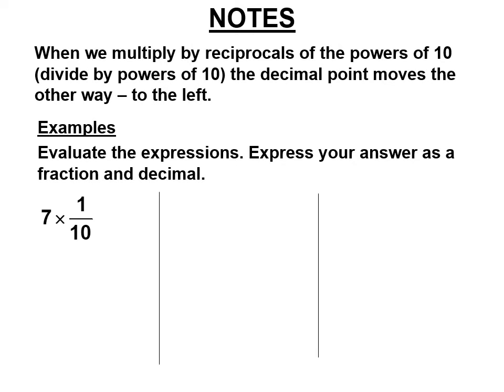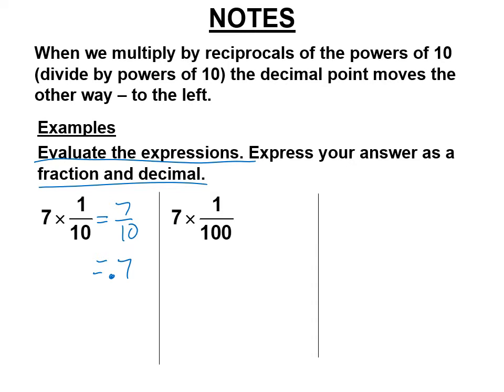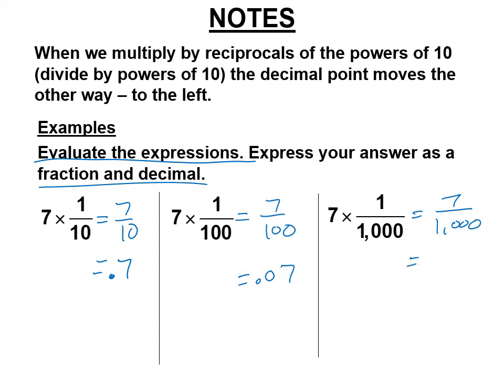Okay, so let's make sure we understand today. So we're going to evaluate the expression, and we'll express our answer as a fraction and decimal. I showed you this in the warm-up. Right, so 7 times 1/10, 7/10, also 0.7. Next. 7 times 100th, 7/100ths, also 0.07. 7 times 1,000ths, 7,000ths, also 0.007.